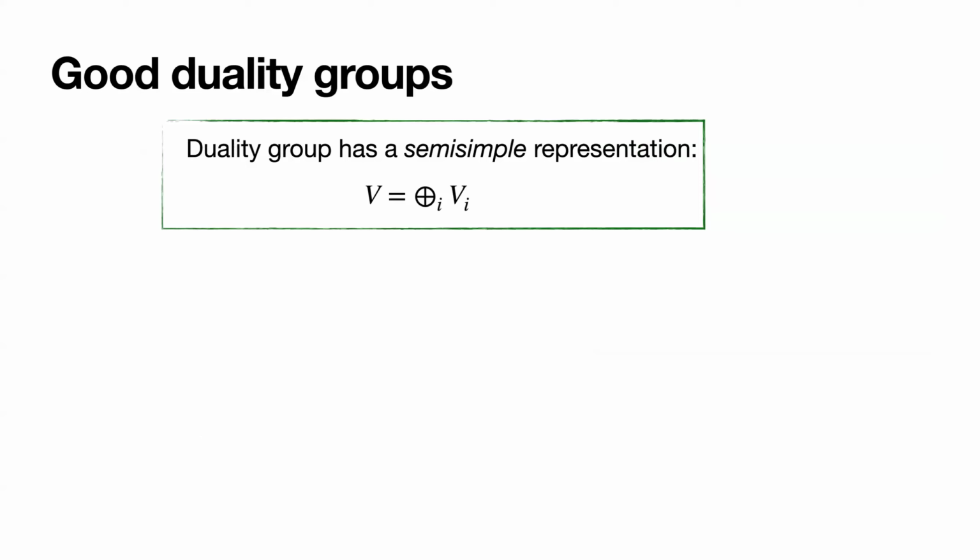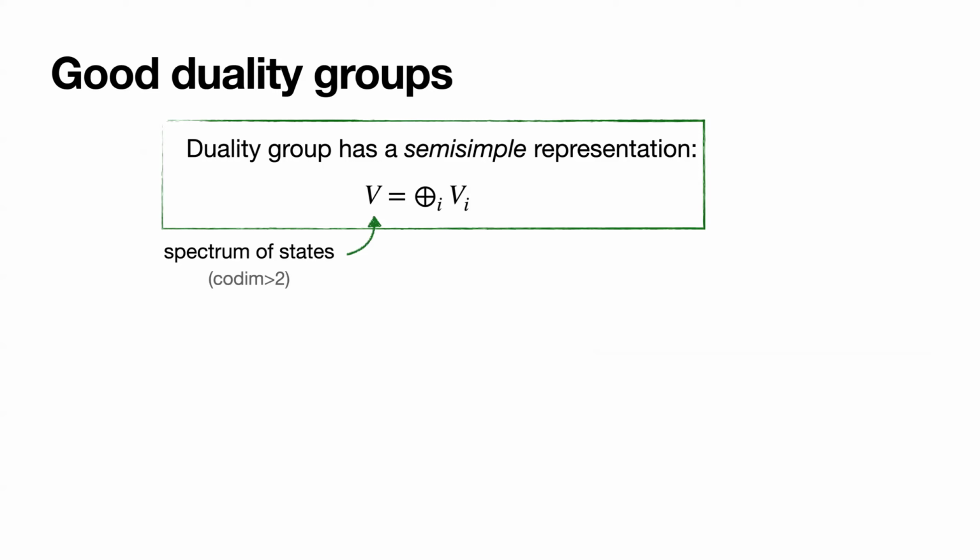And we'll motivate this in a second. But the condition is that a good duality group in quantum gravity needs to have a semi-simple representation. So what does that mean? So let's think of V as the spectrum of states.